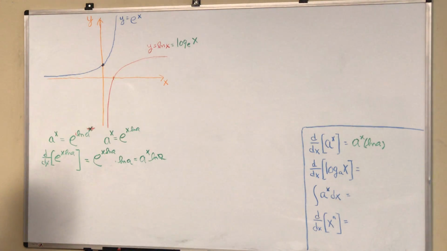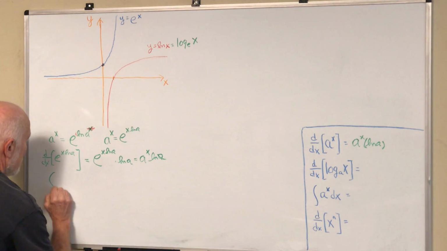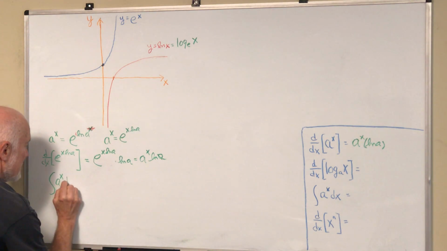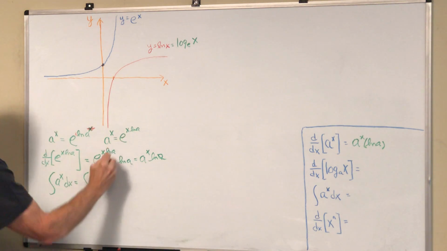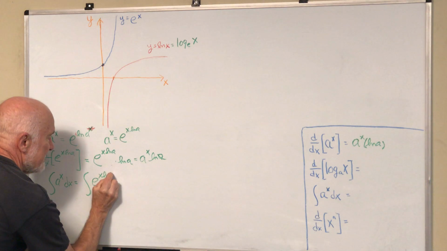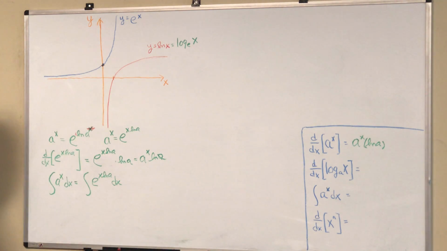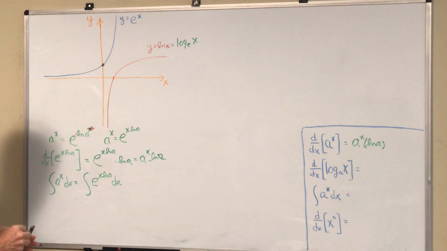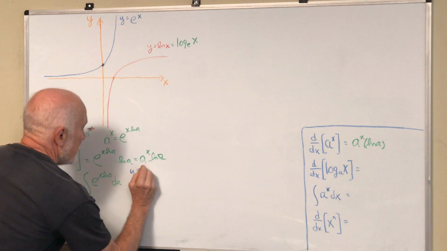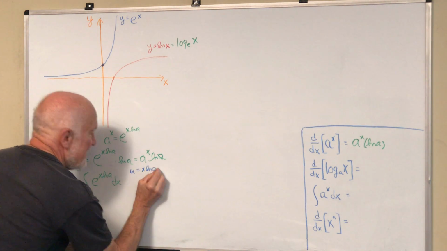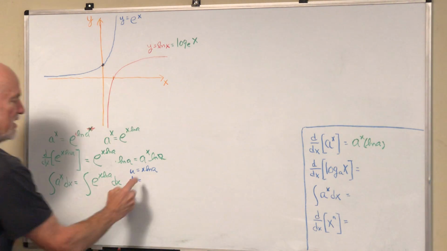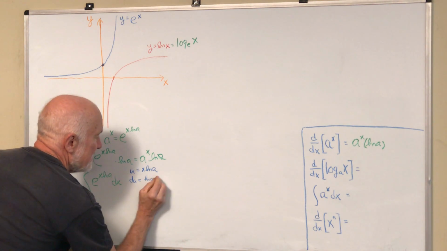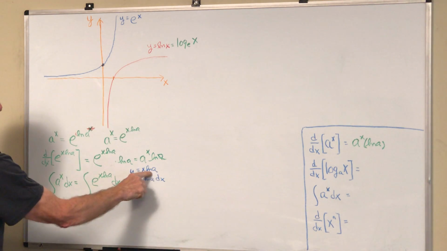Okay, how about the antiderivative of a to the x dx? Well, we can do the same thing. We can make it e to the x natural log of a, because we already know how to take antiderivatives. But since this is not just x up here, we have to do a u substitution. So if we let u equal x natural log of a, then du is the natural log of a times dx, because again, that's just a constant.